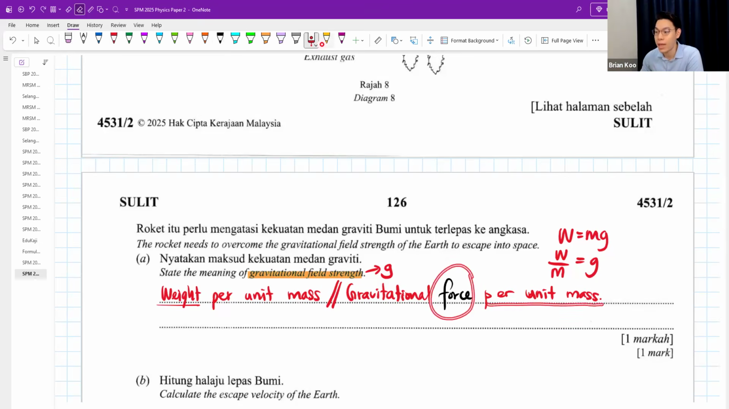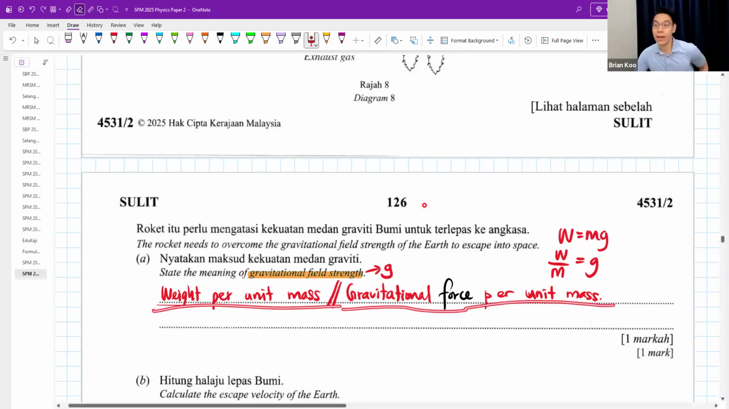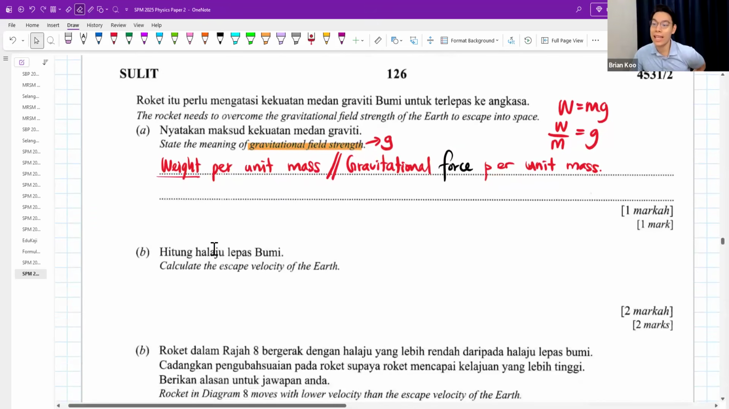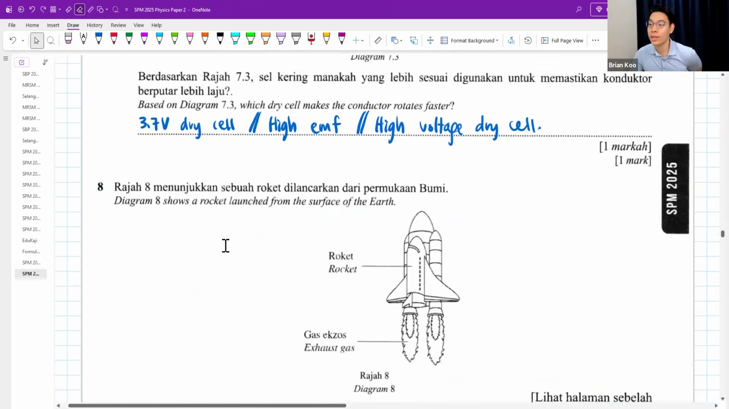Force per unit mass due to gravitational pull, or due to gravity also can. Or straight away gravitational force per unit mass, or straight away just weight per mass, all accepted. Okay, but B, calculate the escape velocity of Earth.